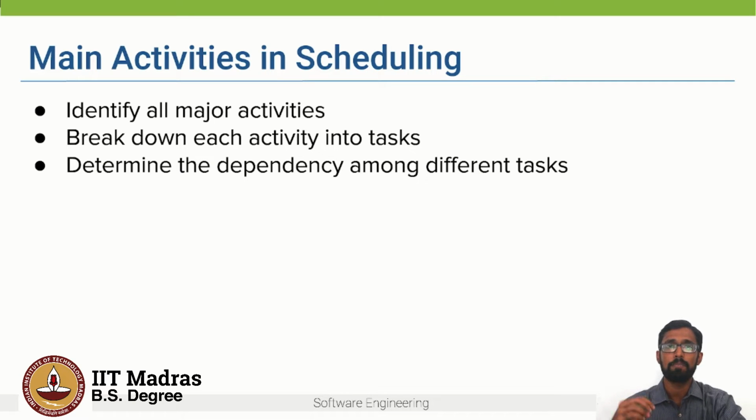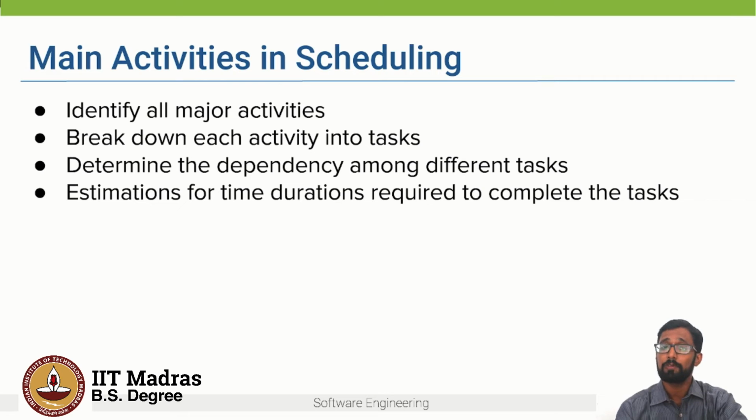So for example, task B can start only after task A has been completed. Or let's say task B, C, D can happen in parallel. So such dependencies have to be determined. And then we have to also estimate the time duration for each of these tasks.